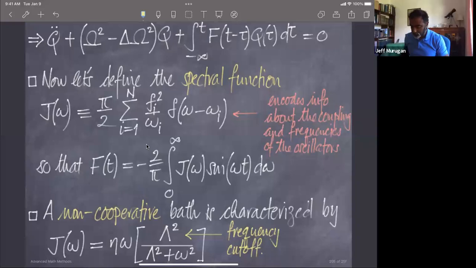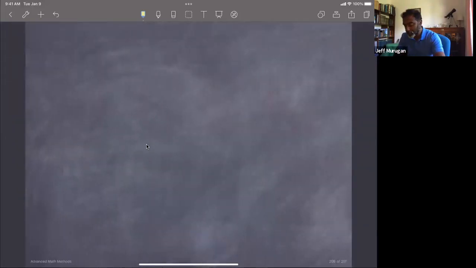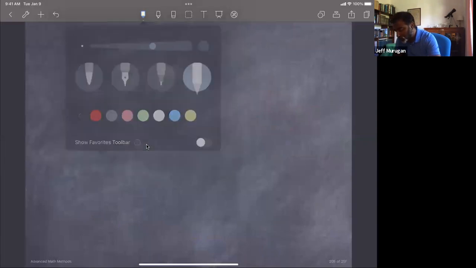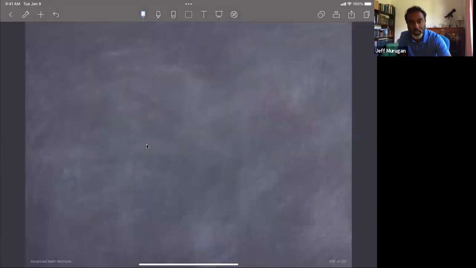Cool, thank you. So we've now chosen a specific spectral function. With this spectral function, we can then go ahead and calculate what the memory function is.